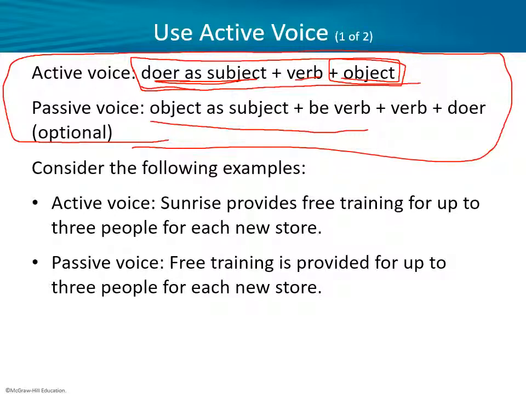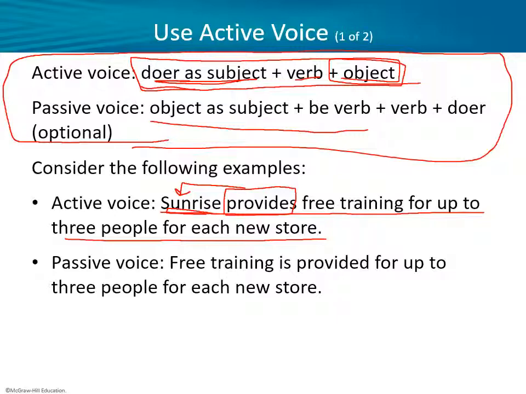So let's look at the active voice here. Sunrise provides free training for up to 3 people for each new store. So the key question is, what is the verb? Well, the verb is provides. Then you say, who is doing the providing? Or what is doing the providing? And you say, it's Sunrise. So is Sunrise the subject of the sentence? Yes, it is. So that is active.